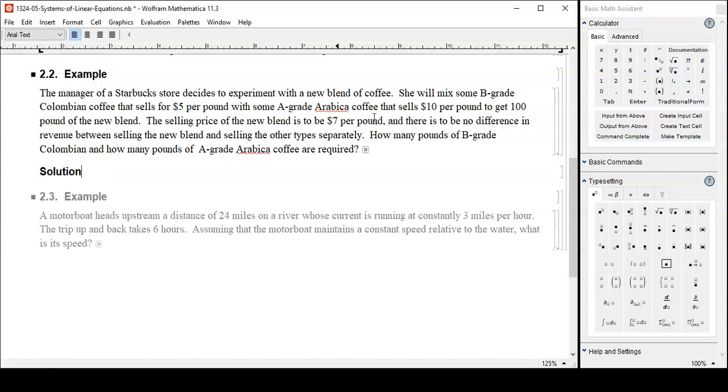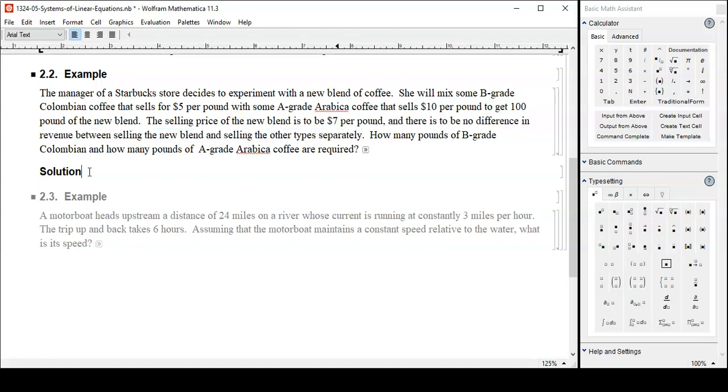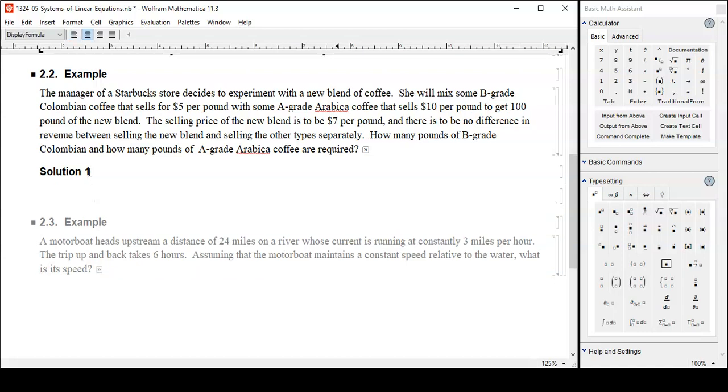Don't pay too much attention to this no difference in revenue. It is simply telling us that we can use linear mathematics. No hidden rule, no under the table deal.